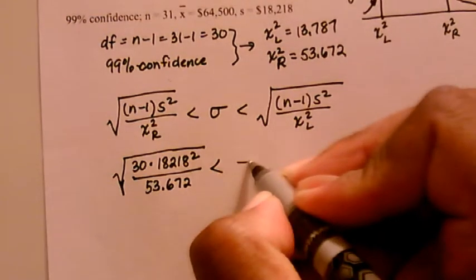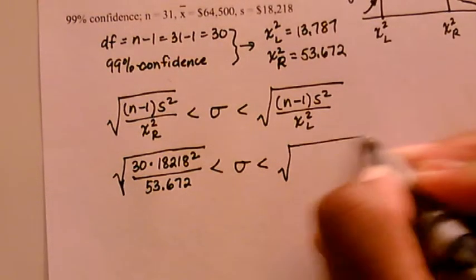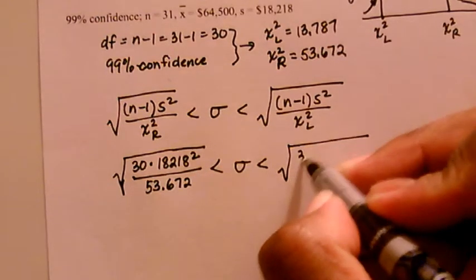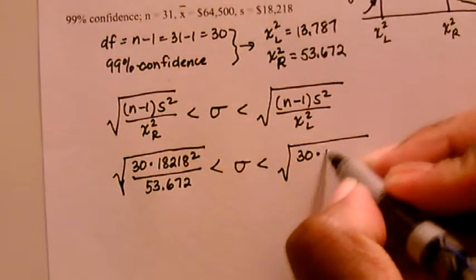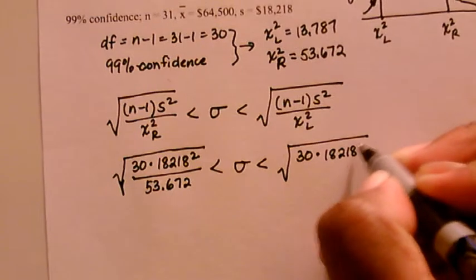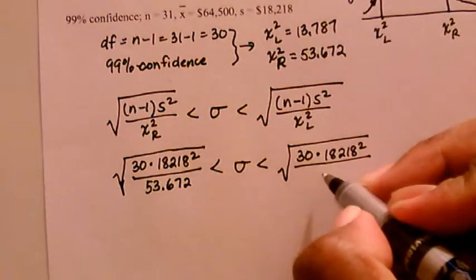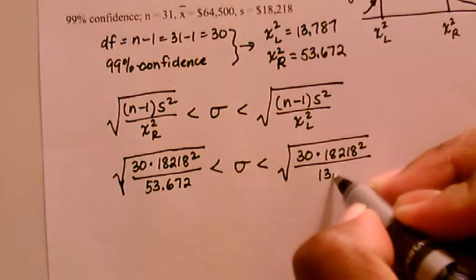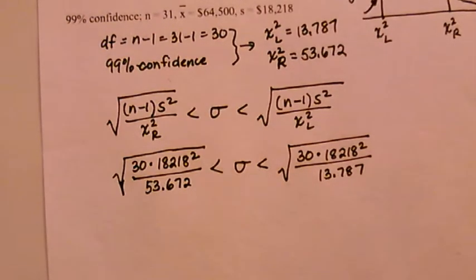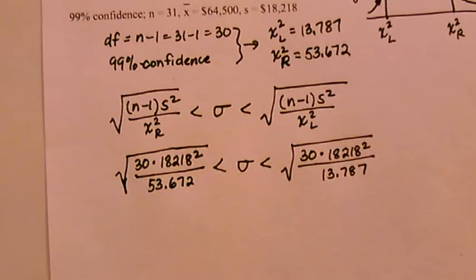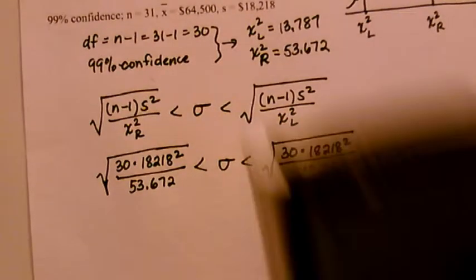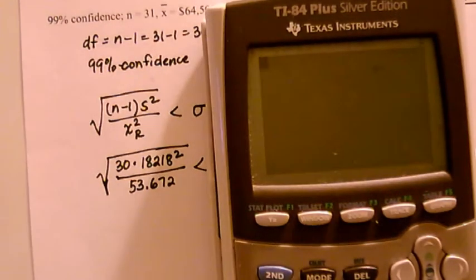That's less than sigma and less than the square root of, the numerator is exactly the same, so I'll just copy that over. 30 times 18,218, and that's squared. The chi-square value on the left, which is your denominator, that's 13.787. And then we use our calculator to get those upper and lower limits.